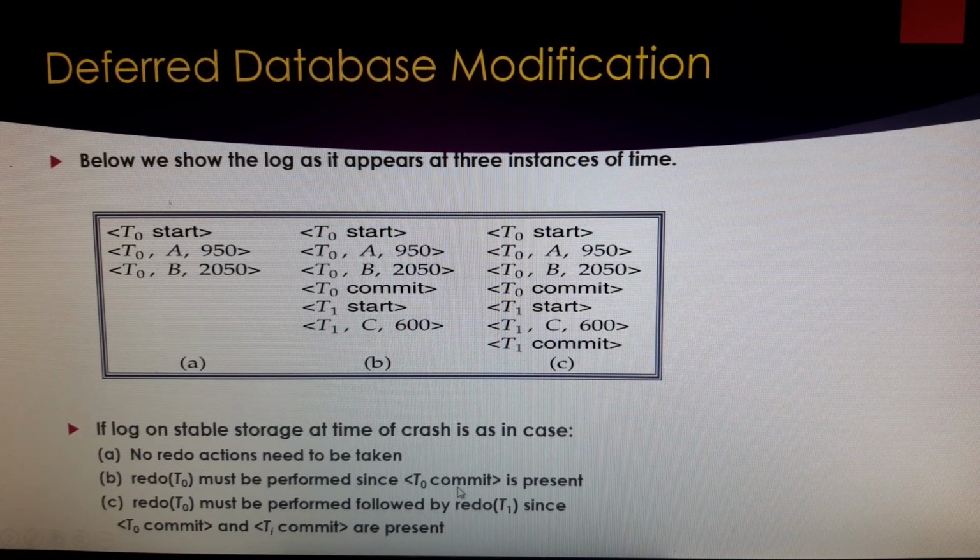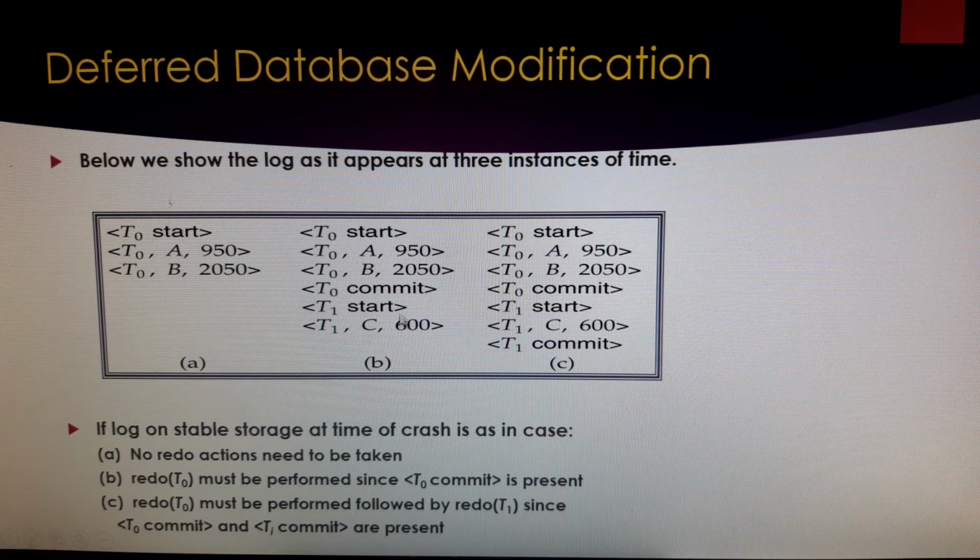Because T0 commit is present in the particular execution of the transaction. Then T1, after T1 there is no commit, so you can't redo any operation. So then there is no redo for T1. So here in this case, that is the second situation. The first situation is no commit, so no redo operation.